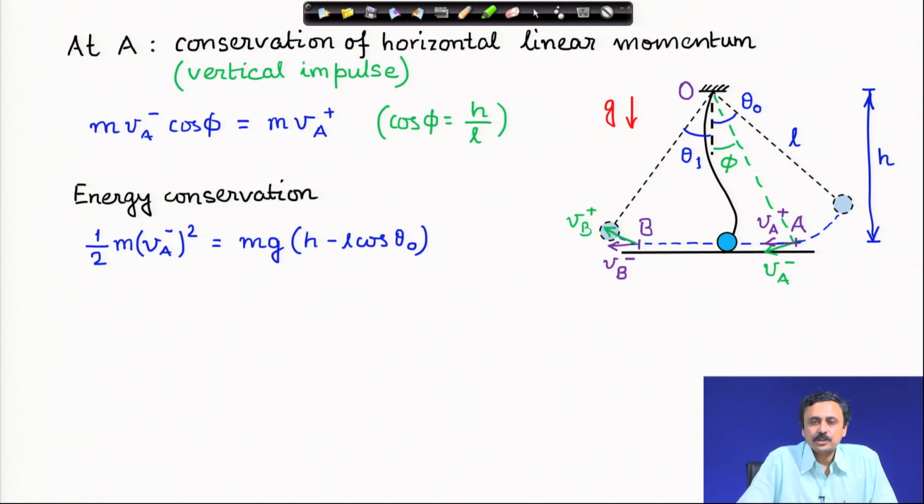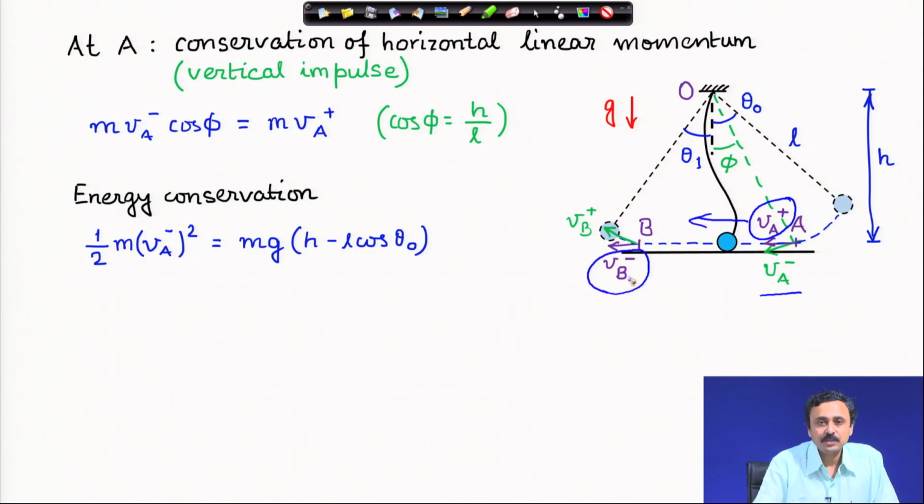Now, this moves on frictionless ground, therefore, its velocity will be maintained. What will happen? It has gone from V A minus to V A plus, and now it will move with this velocity V A plus. Therefore, V B minus, which is just before the string gets taut, must be equal to V A plus.